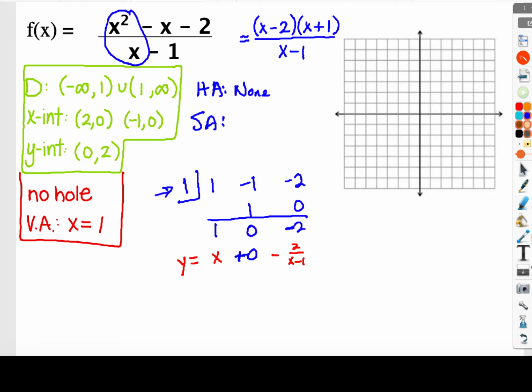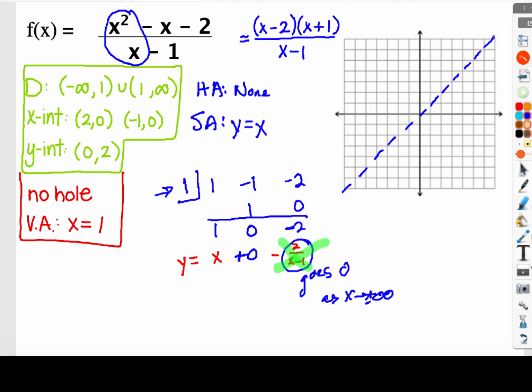Well, remember, when x is really, really, really big, this fraction is going to get really, really, really small. Or basically, that goes to 0 as x goes to infinity, or -infinity for that matter. So that's going to disappear. I'm going to ignore that remainder, and my slant asymptote comes from the rest of my equation. So very simply, I'm going to have a slant asymptote right here. I'm going to have a vertical asymptote, again at 1.